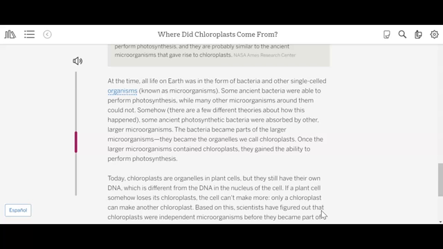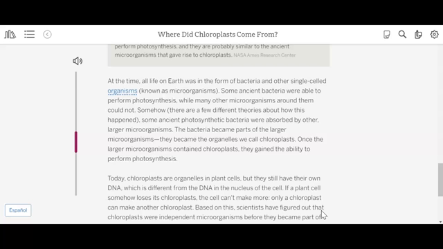There are a few different theories about how this happened. Some ancient photosynthetic bacteria were absorbed by other larger microorganisms. The bacteria became parts of the larger microorganisms. They became the organelles we call chloroplasts. Once the larger microorganisms contain chloroplasts, they gain the ability to perform photosynthesis.